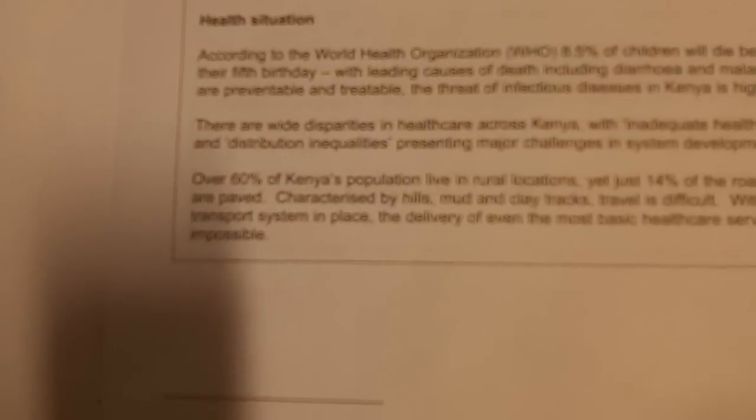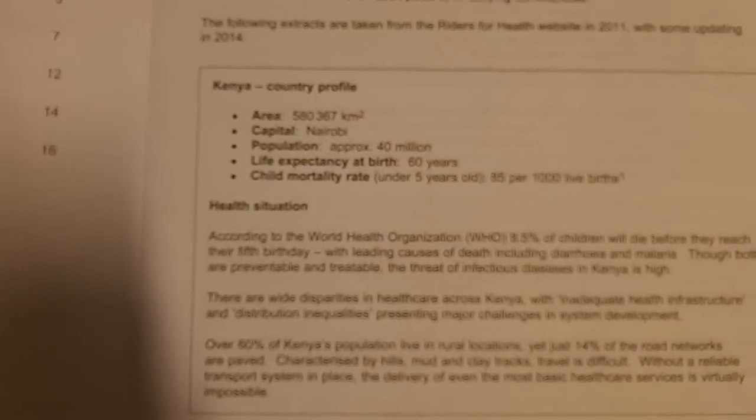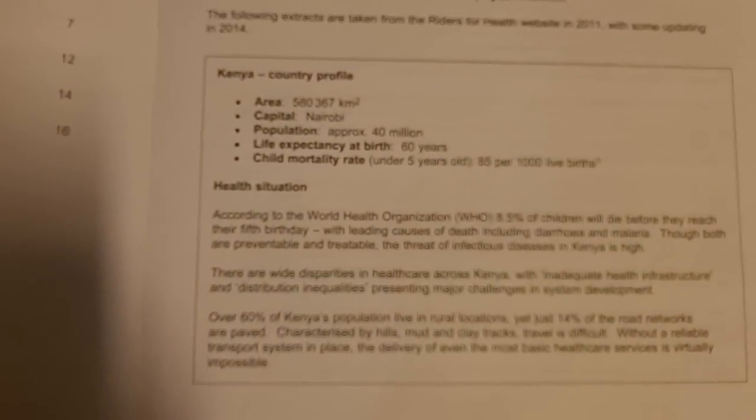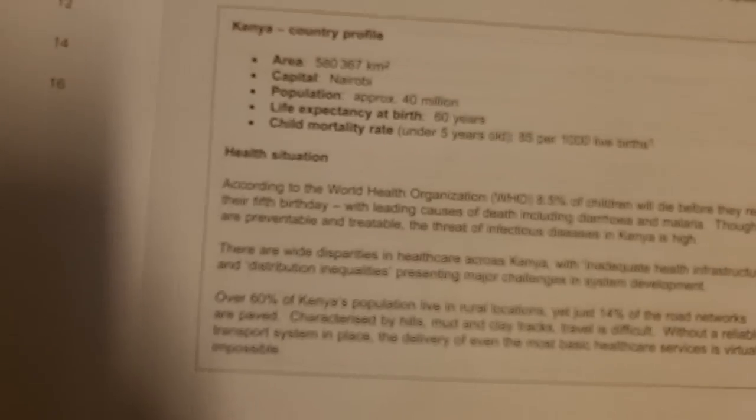All right. However, they're doing a brilliant job. Okay, but they can't get everywhere because the roads are really poor, and they're doing the job that the health service should be doing because the health service is really poor. All right. So the crux of the issue is: do you invest in improving the Kenyan health service, i.e. the government, or do you invest in improving the road networks so the Riders for Health can access all parts of the country?